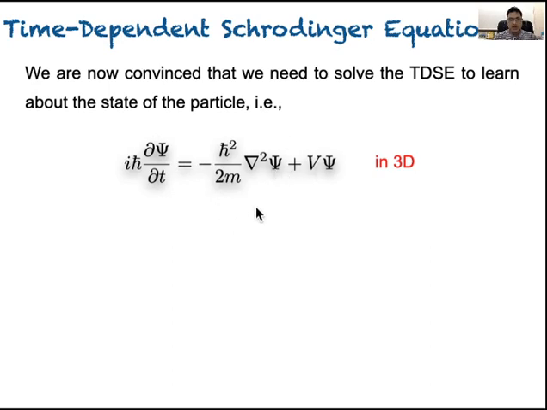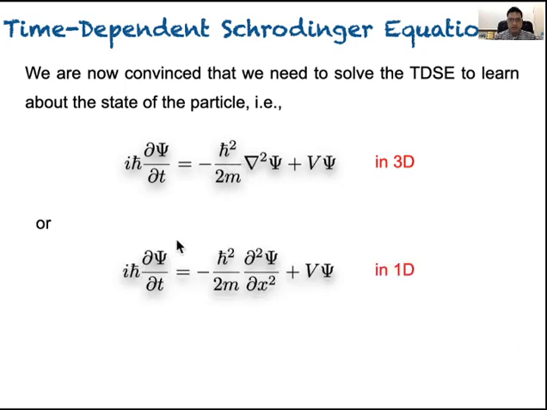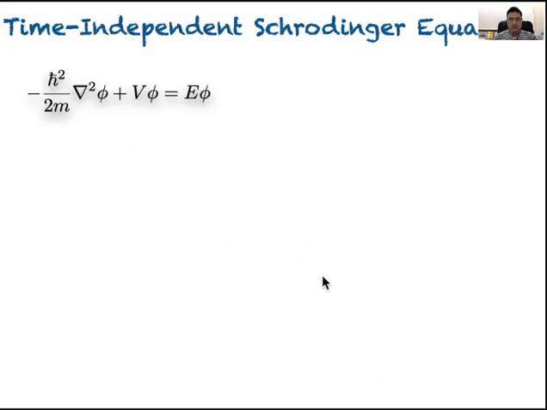Okay, the time dependent Schrodinger equation in 3 dimensions can be written in 1 dimension as follows. The left hand side is space independent, so this will remain as it is. Whereas in the right hand side, del square will reduce to d2/dx2 for 1 dimension, and Vψ remains as it is.